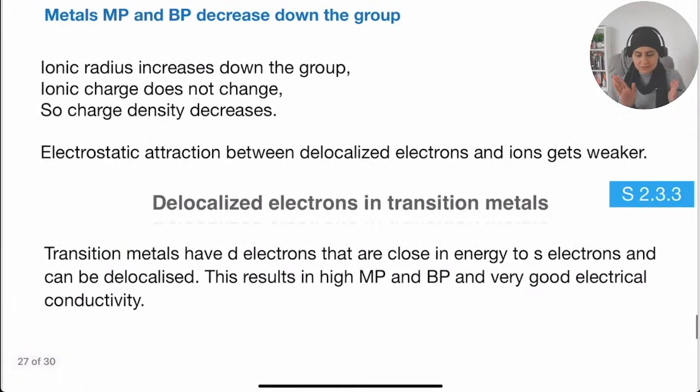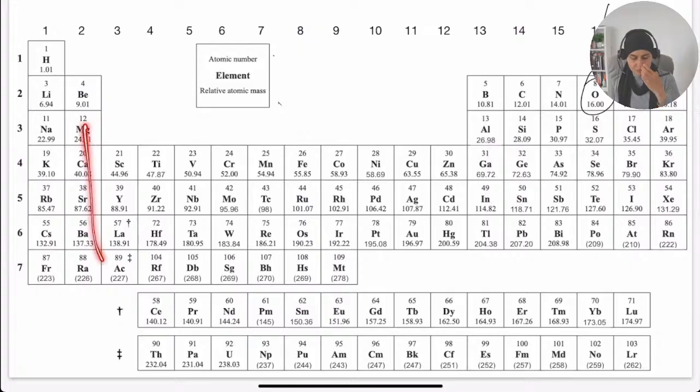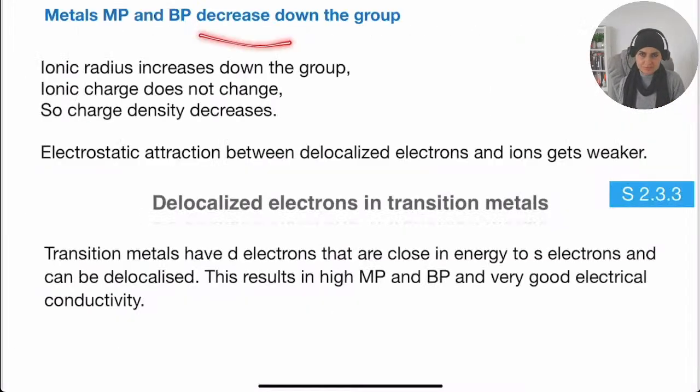If we think about metals, how does the melting point of metals change down the group? Let's say down group 2, or 1, doesn't matter. Down the group, I expect the melting point and boiling point to decrease. Why? Because the radius increases, the ionic charge does not change. Group 2, for example, always has a +2 charge, but overall the charge density would decrease. Charge density is how much charge you have per unit volume. And so the electrostatic attraction between delocalized electrons and ions gets weaker.